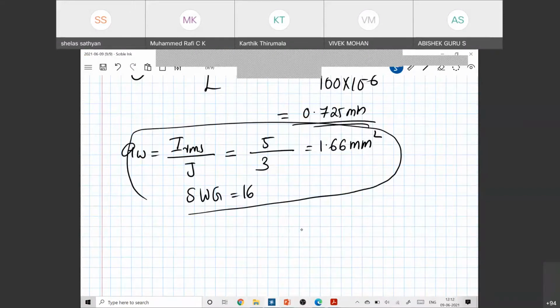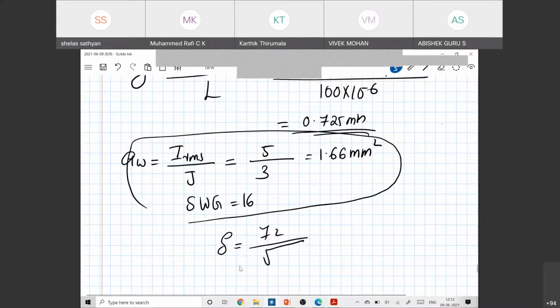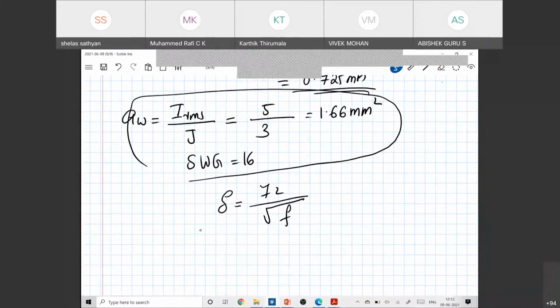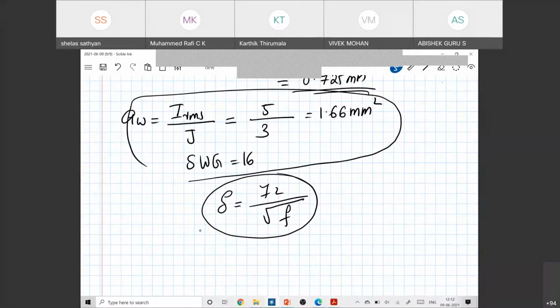And now, depending upon the switching frequency, you could find out the skin depth, and based on the skin depth, you can reduce the conductor size. I'm not going into the skin depth design. So if you want to reduce the skin effect, you have to find out the skin depth and select a bundle conductor whose diameter is smaller than the skin depth.